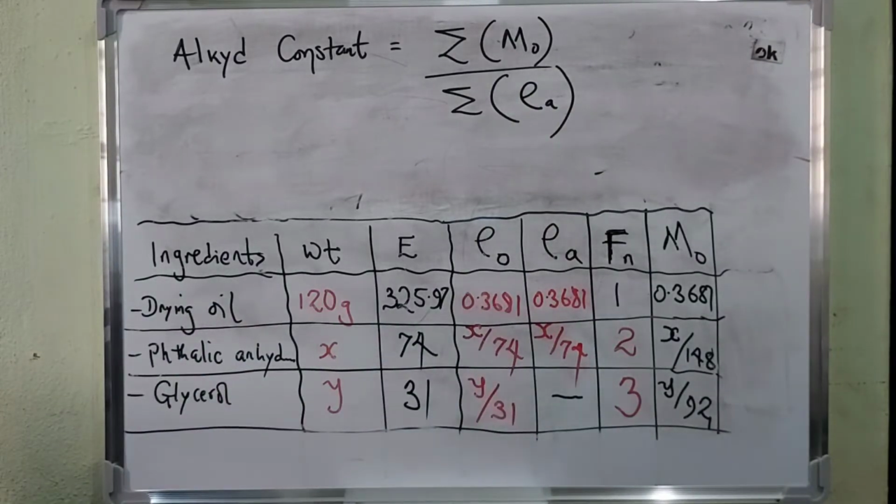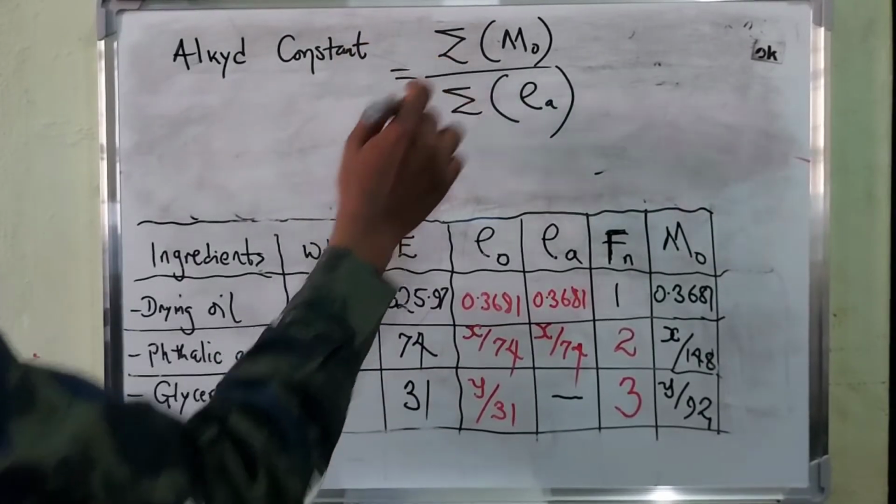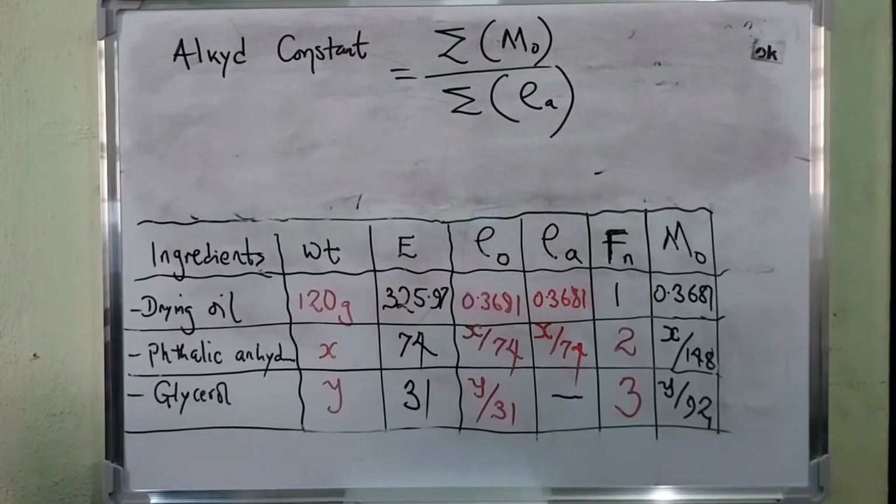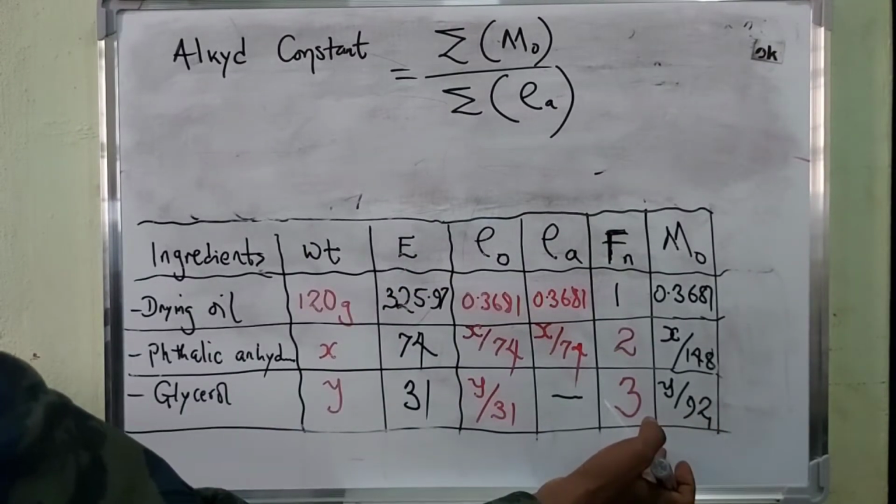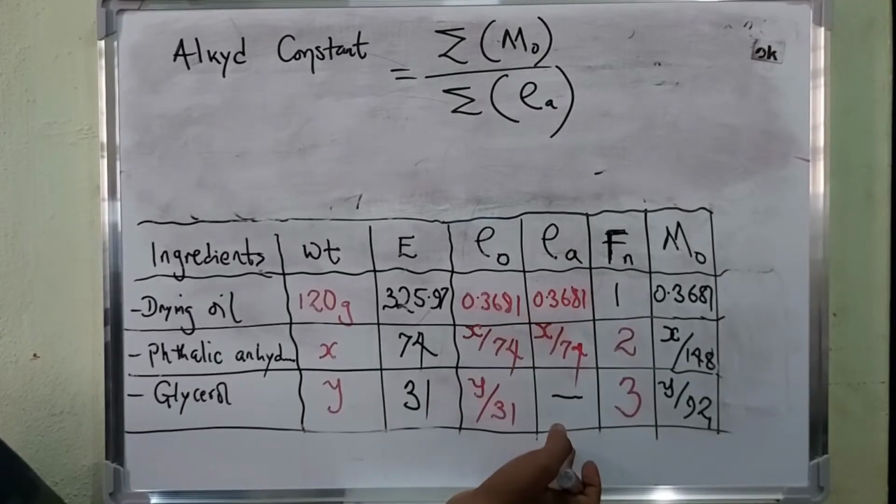So the Alkyd constant is expressed as the summation of the number of moles divided by the summation of the equivalent acid. So the summation of this divided by the summation of this will give us the Alkyd constant. Okay, this is just for recording purposes.